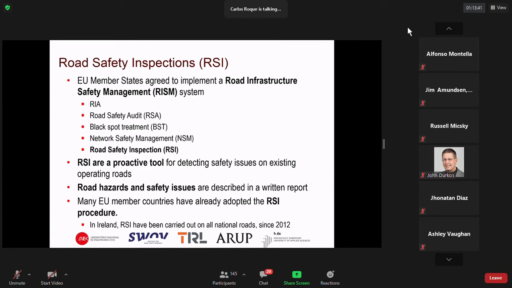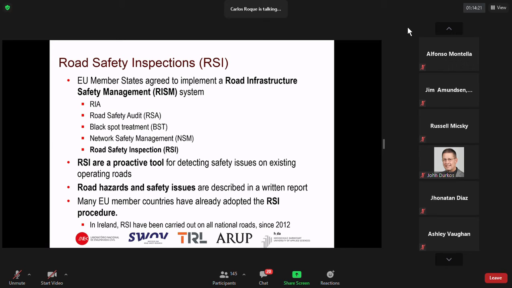And under the Directive on Road Infrastructure Safety Management, RISM, the European Union member states agreed to implement a system consisting of 5 supporting procedures, including road safety inspections. So road safety inspections are a proactive tool for detecting safety issues on existing operating roads, consisting of regular, systematic, on-site inspection covering the whole road network. So road hazards and safety issues detected within this activity are described in a written report.